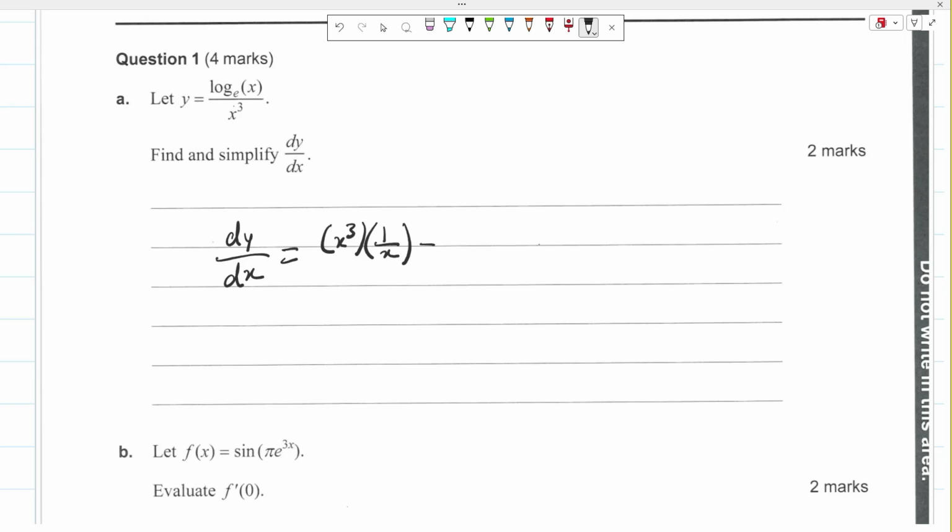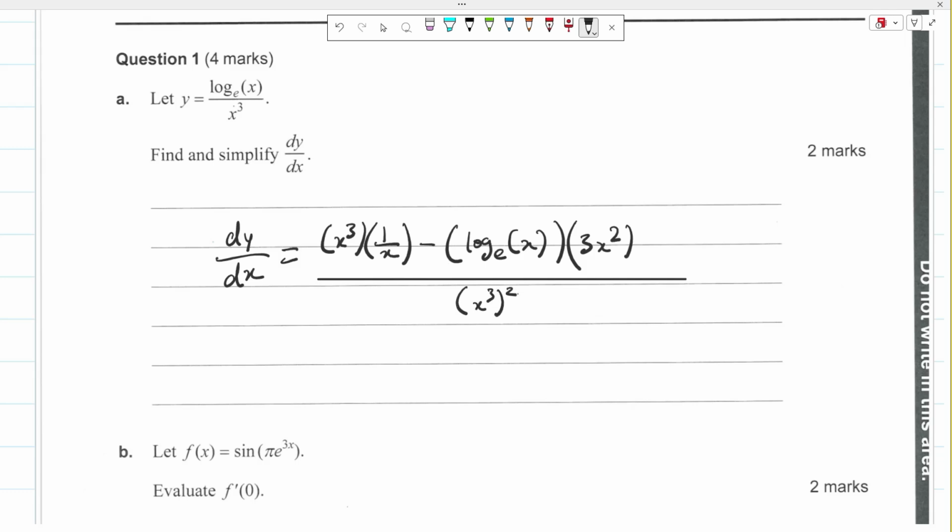minus the bottom function, which is x cubed, times, sorry, what am I saying? Minus the top function, log base e of x, times the derivative of the bottom function, which is 3x squared. And that's all divided by the bottom function squared. Now, x cubed times 1 over x is just x squared. And then we have minus 3x squared log base e of x, all divided by x to the 6.